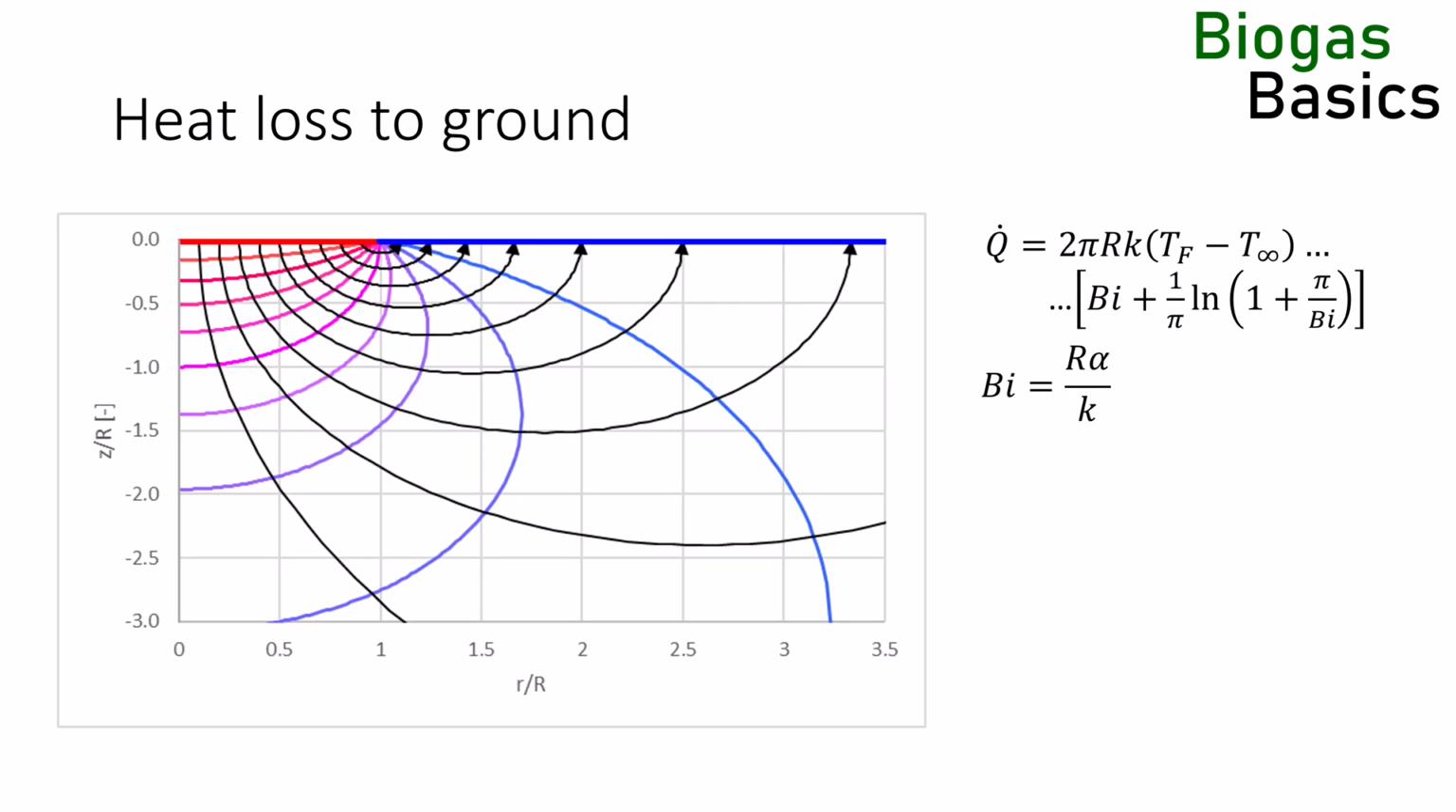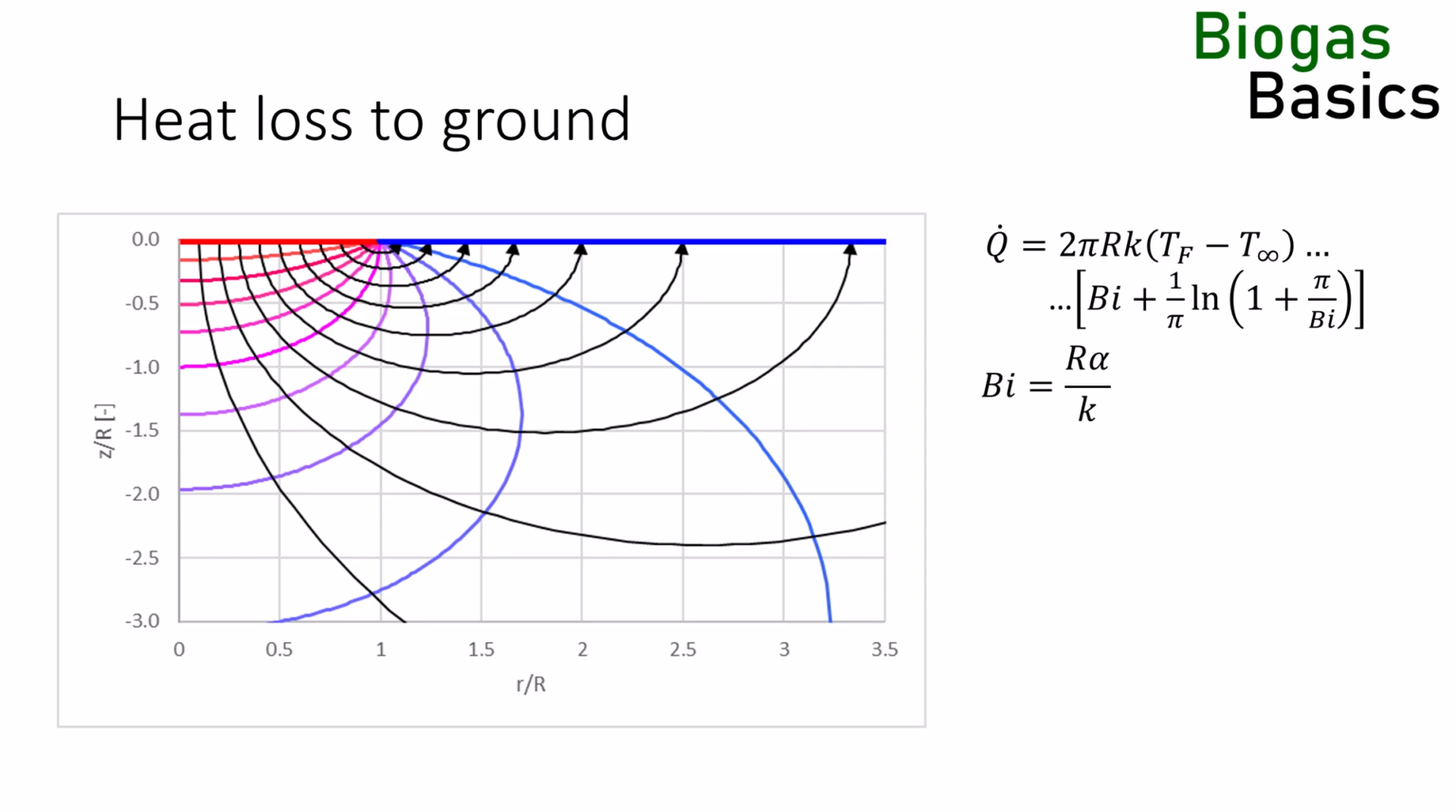Here is the formula. R is the tank radius. K is the heat conductivity of the soil. Alpha is the heat transfer coefficient at the soil-air surface. Tf is the digester temperature. T infinity is the ambient temperature. The Biot number is a dimensionless number, similar to the Nusselt number, but for semi-infinite heat conductivity problems. It is alpha times characteristic length, the tank radius, divided by heat conductivity.